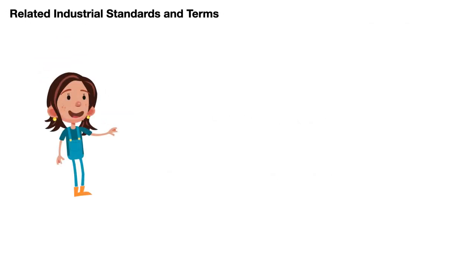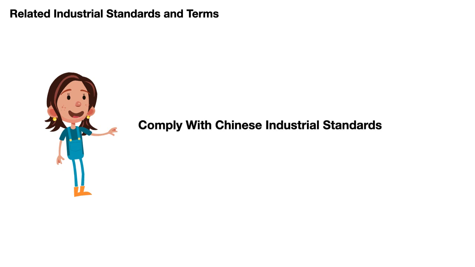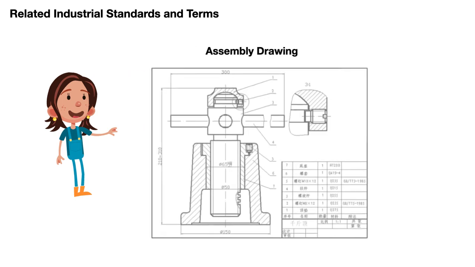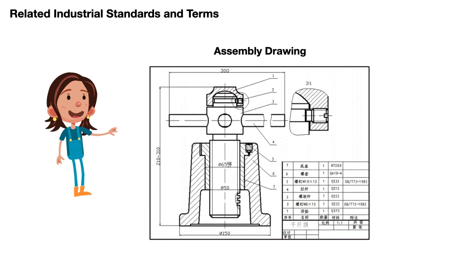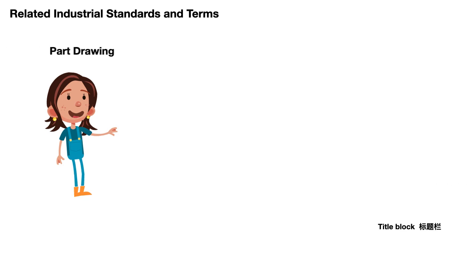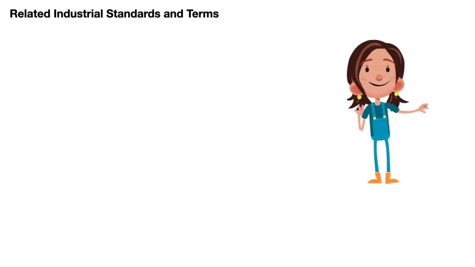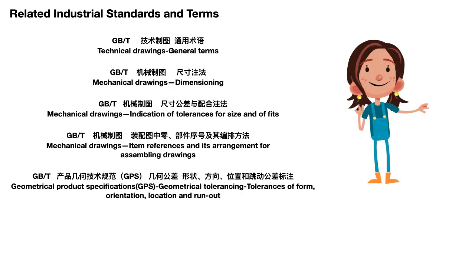When a foreign company wants to do industrial business in China, first of all, their products need to comply with Chinese industrial standards. For example, here is a mechanical assembling drawing. In addition to geometrical form and dimensioning, there are also a title block and item block. And here is a mechanical part drawing. No more item block, but there are technical requirements for the part. Here you can see the standards used in the above two drawings.